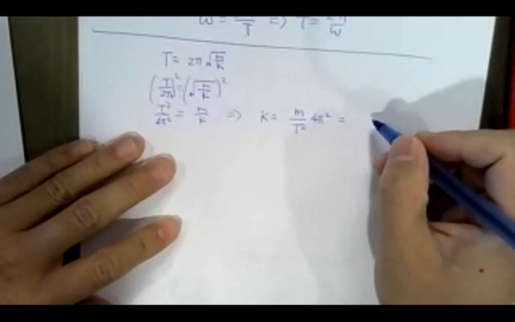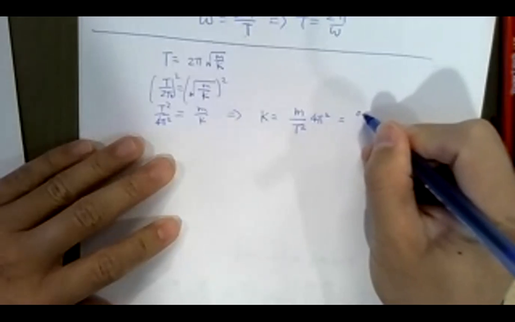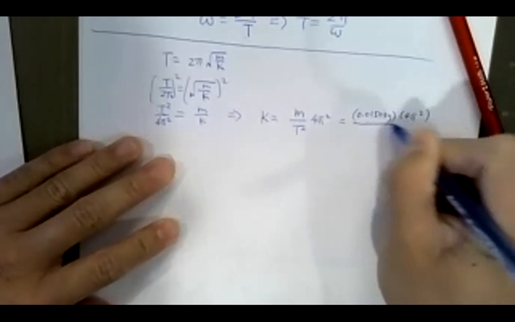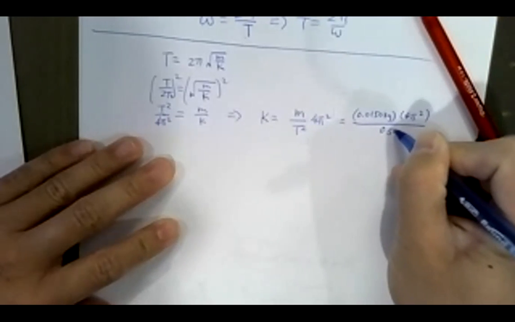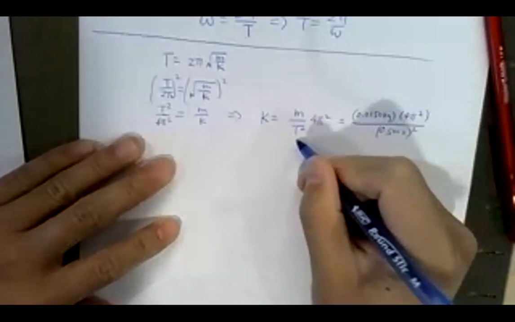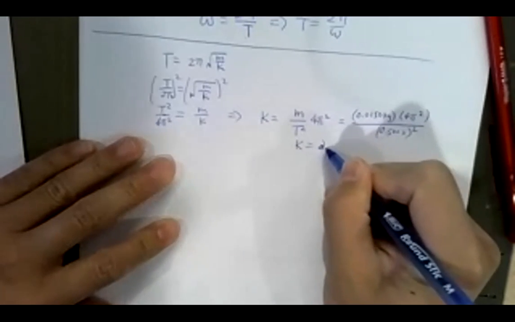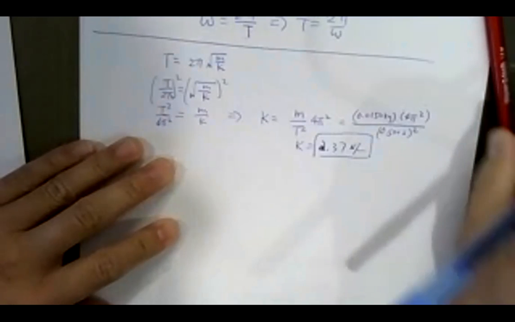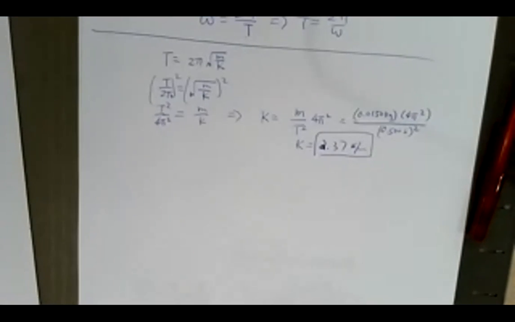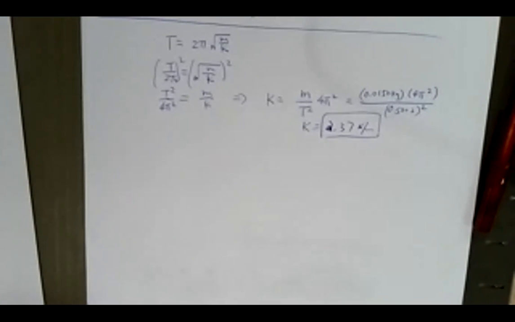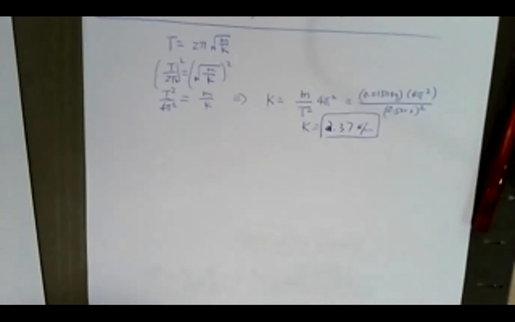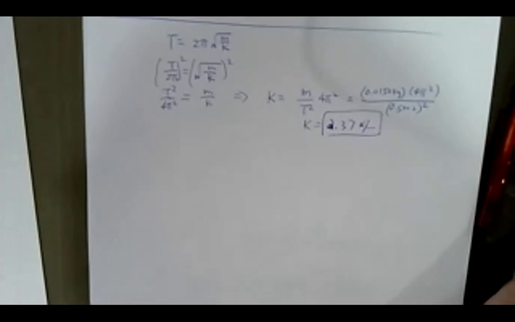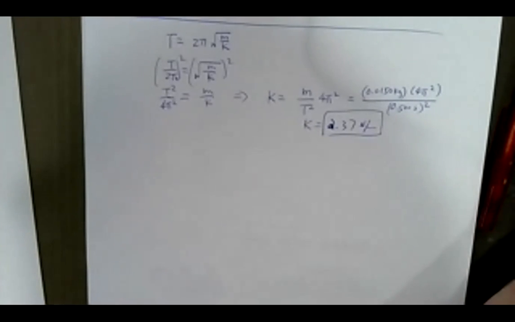Then you can put in the numbers here: 0.0150 kilograms times 4 pi squared divided by T squared, 0.5 seconds squared. You should get k equal to roughly 2.37 newtons per meter. And I see all your responses are about the same value, 2.37. Good.